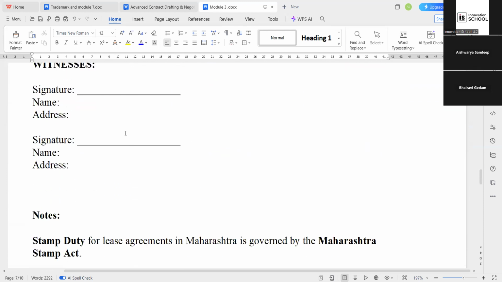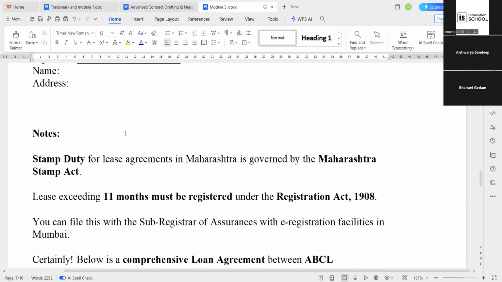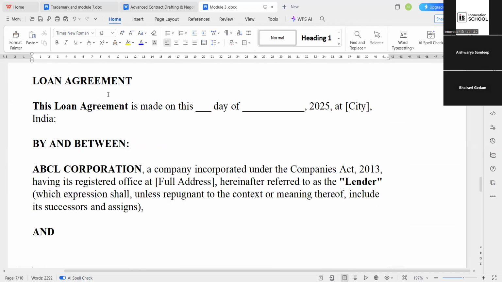Registration: if the duration is less than 11 months, registration is not required. If the duration is 11 months or more, you need to pay stamp duty and registration charges according to your local stamp duty act, and you have to register. Okay, the registration charges in this case are borne by the landlord. In case of a sale deed, again it is borne by the purchaser.